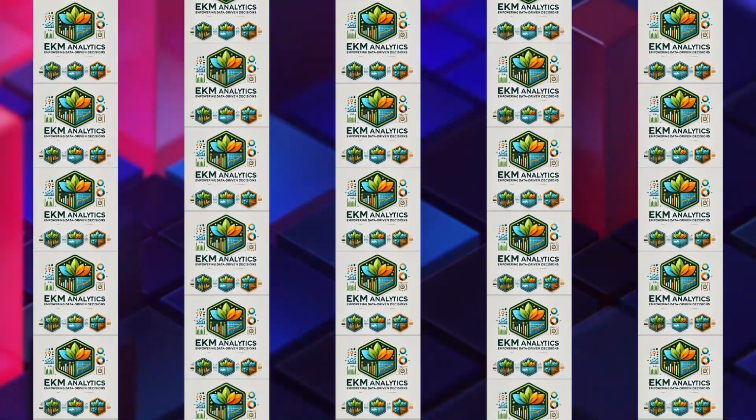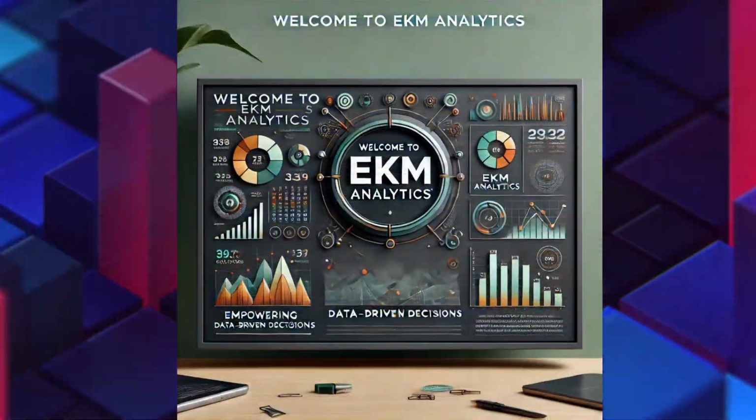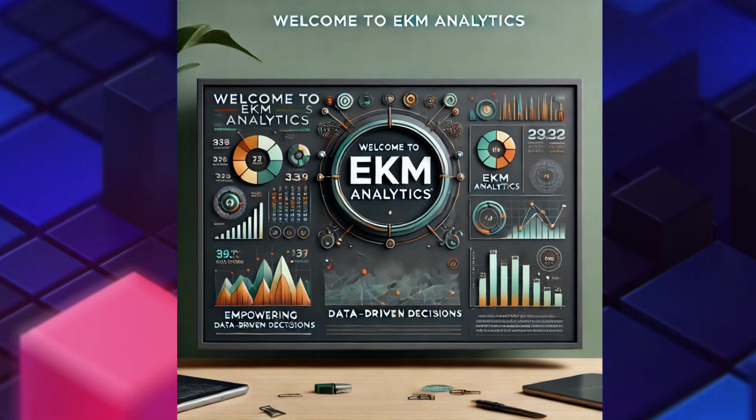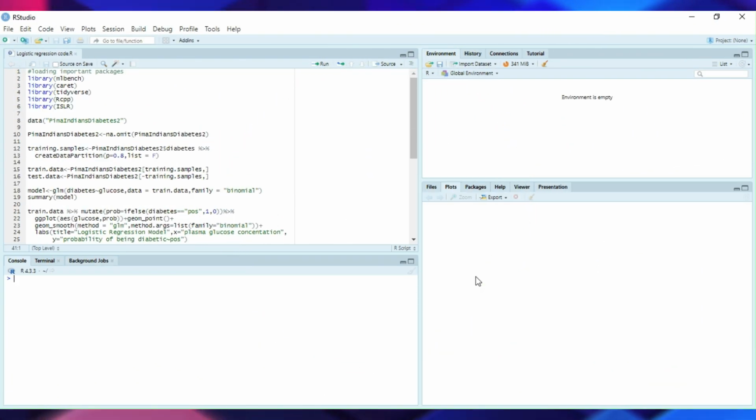This is the second and the last bit of the logistic regression model, where we shall be conducting coding in R. The code that will be used for this video will be shared below. Now, the first step to conducting a logistic regression model is loading the important packages. My first important package is the mlbench package. And then we have the caret package, the tidyverse package, the Rcpp package, and the ISLR package.